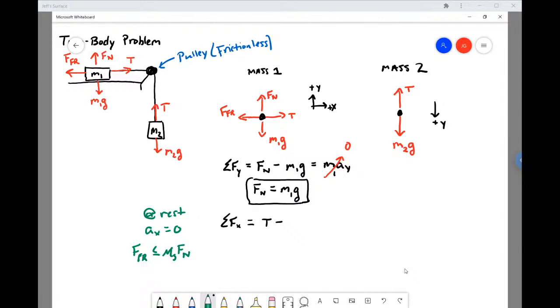And static friction is always less than or equal to μs times the normal force. And then let's say, what is the situation where the static friction is as large as it can possibly be? Well, that's the situation where the mass that's hanging from the pulley is as large as it can possibly be before everything starts sliding. So let's pursue that a little bit. What's the maximum mass that M2, the hanging mass, can have before the system starts sliding?